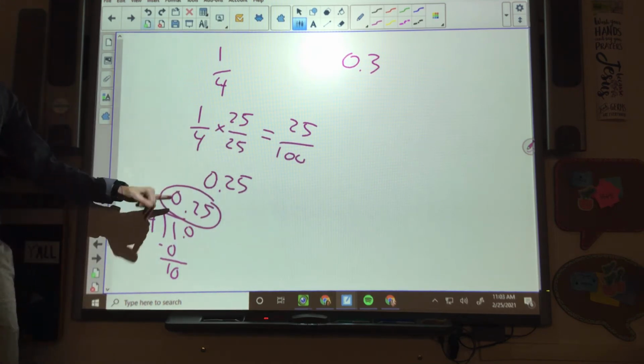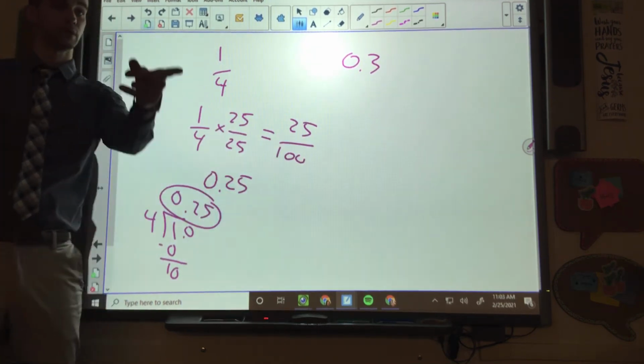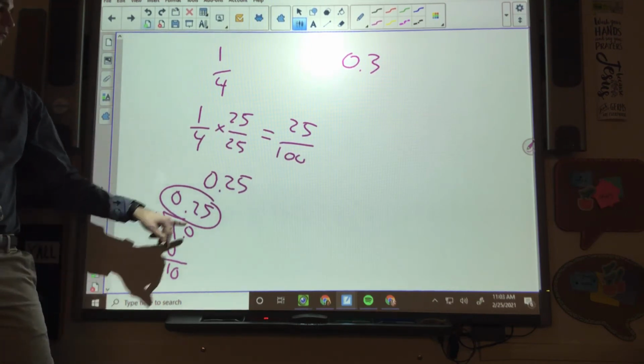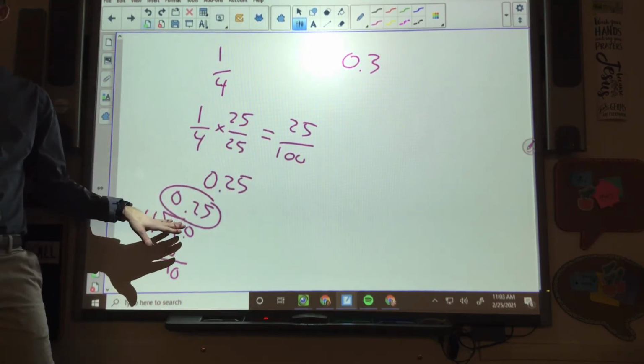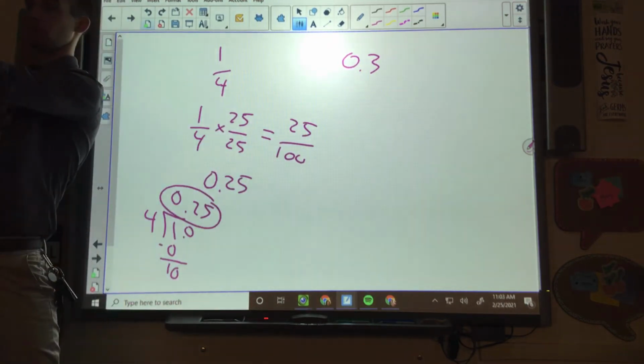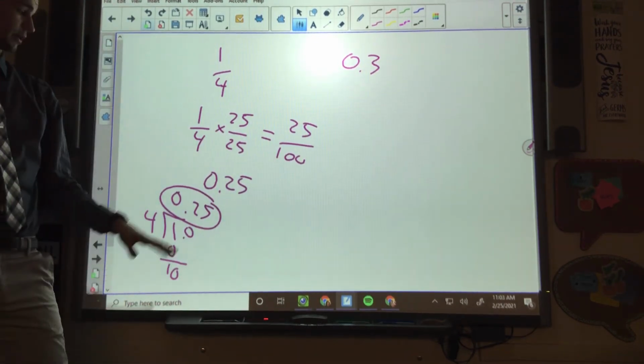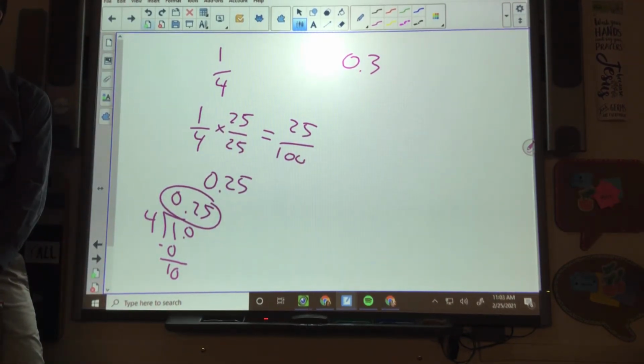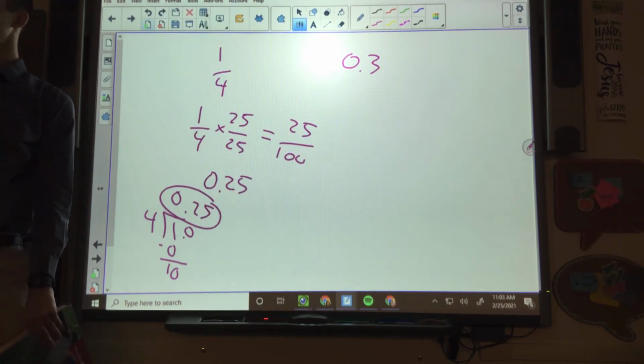Now which one do I know is bigger, 0.25 or 0.3? Which one's bigger, 0.25 or 0.3? 0.3. Why? Because 0 is equal and 3 is bigger than 2. Boom, you got it. Okay, that's what I'm looking for.